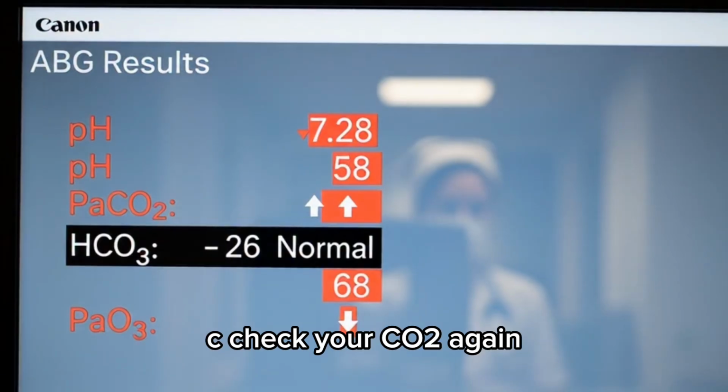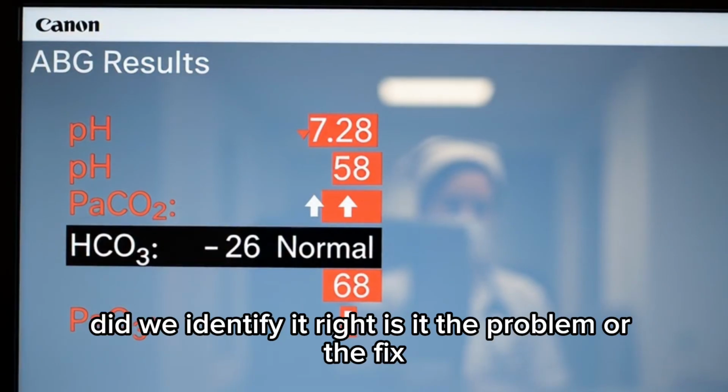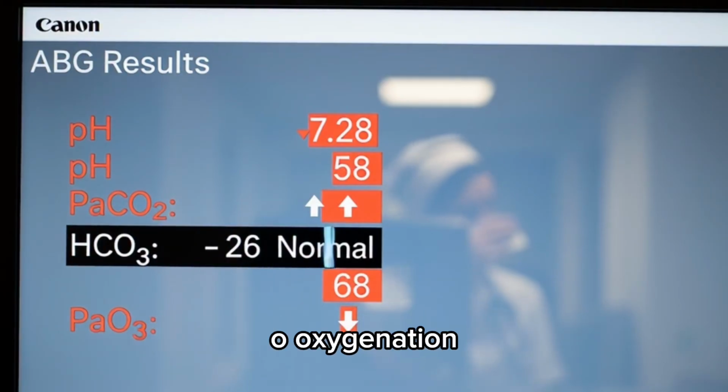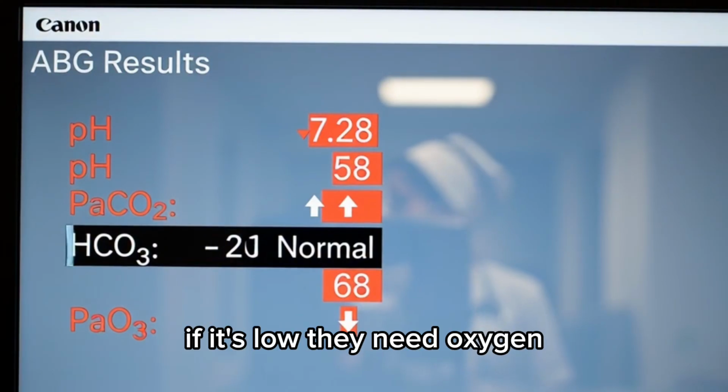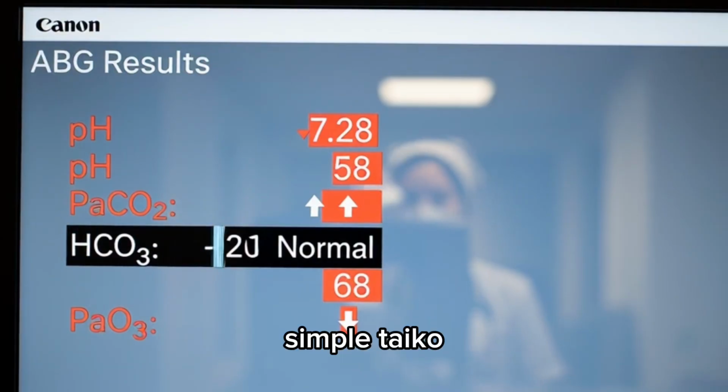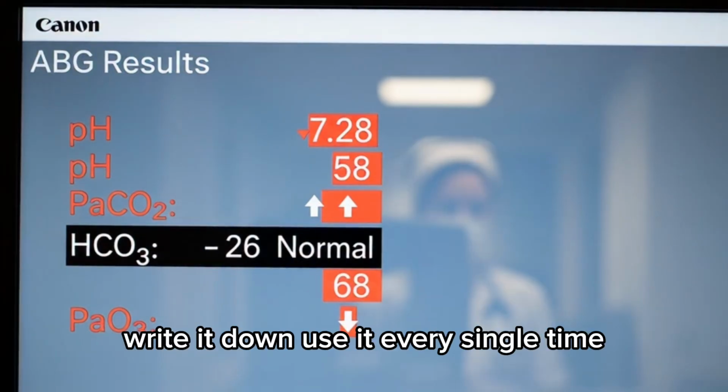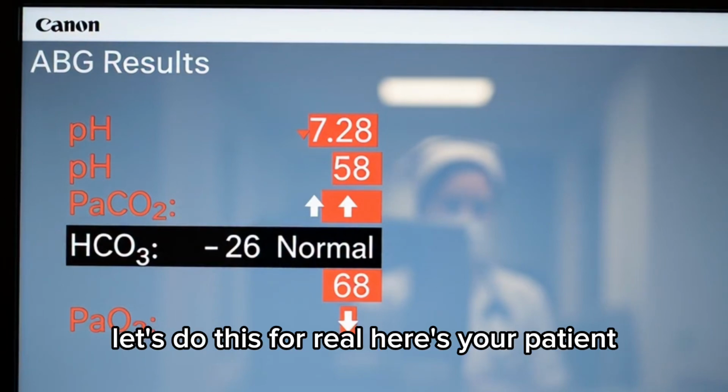C. Check your CO2 again. Did we identify it right? Is it the problem or the fix? O. Oxygenation. Is the PaO2 normal, 80 to 100? If it's low, they need oxygen. Simple. TICCO. Write it down. Use it every single time. Let's do this for real.